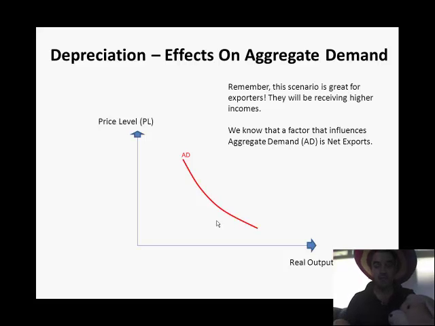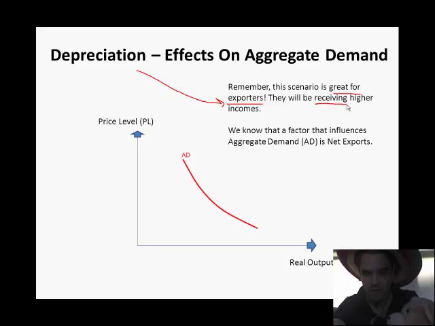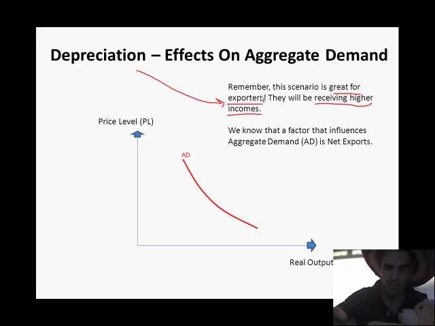So what are the effects on the aggregate demand curve? Remember, this scenario is great for exporters. Depreciation is great for exporters. They will be receiving higher incomes. So when they get paid in the foreign currency and they convert it into New Zealand dollars on the foreign exchange market, they will receive more New Zealand dollars.